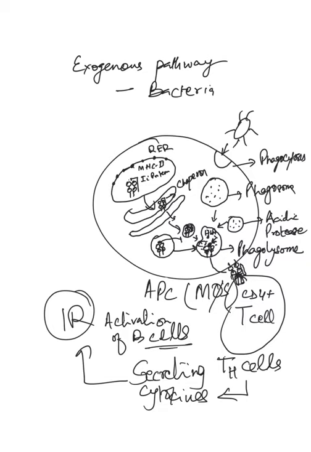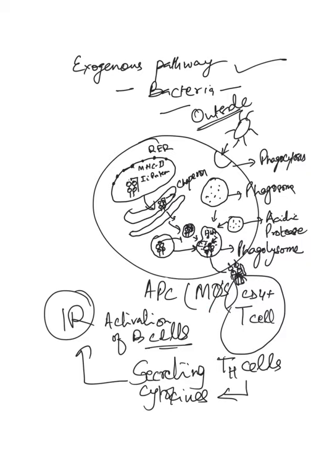Okay, so this pathway is for the exogenous antigens, like bacteria or fungus, which enter from outside into the cell. When they enter from outside into the cell, they are processed through this pathway here: phagosome, then phagolysosome, and then MHC2 comes and binds with the peptide, the bacterial peptide or the fungal peptide, and then it is displayed on the surface of the antigen presenting cell.